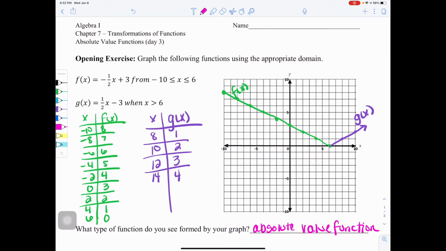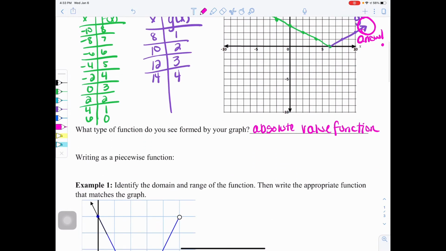The purple is g of x. I did the same exact thing, and you can see them graphed on the graph to the right. Now, two things I'd like to point out that you need to add to your picture. Right here, make sure you make a note of the fact that there is no arrow. That's because it tells us to go from -10 to 6 only, not past that -10. On the other side, please circle that you do have an arrow. That's because they wanted you to graph g of x when x is greater than 6, so it's going to go on forever.